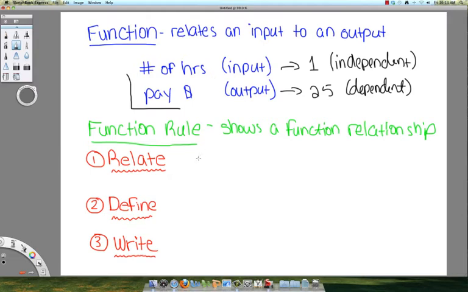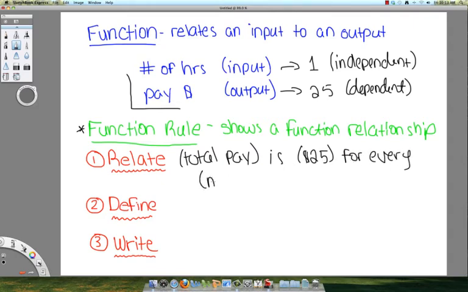So now we're going to practice writing a function rule. I want you to look right over here, and a function rule basically shows a function relationship. So this will be your equation. And I have 3 steps to make it real easy for you to write that function rule. In the first step, you're going to relate, which means basically write out the sentence. Your total pay, we're going to use this example, your total pay is $25 for every number of hours you work.